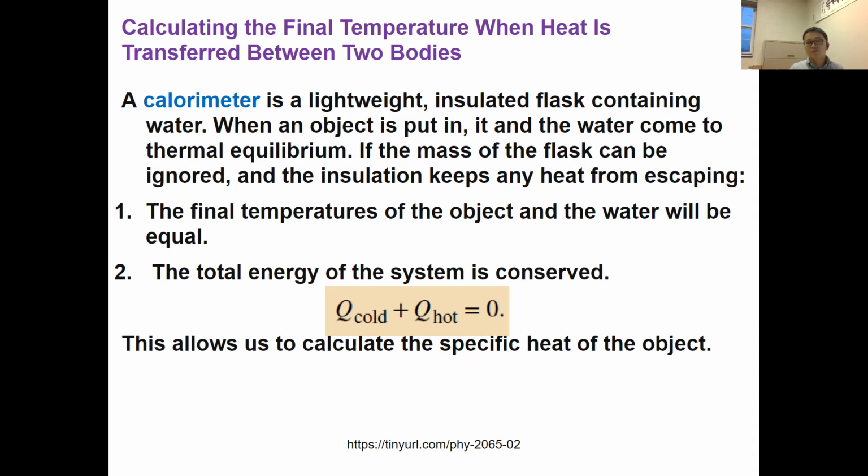One object's heat will be plus, and the other one will be minus. In this case, Q cold will be plus, and Q hot will be minus, because the hot object gives heat to the cold object. So the hot object loses heat. On the other hand, the cold object gains heat. It receives heat from the hot object. So then they will come to 0. There's no heat loss in the process or no excess heat here. So the two should add up to be 0.